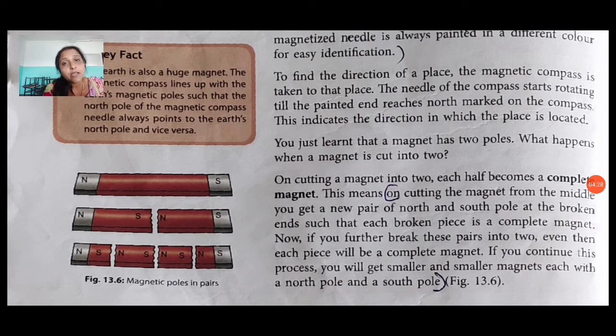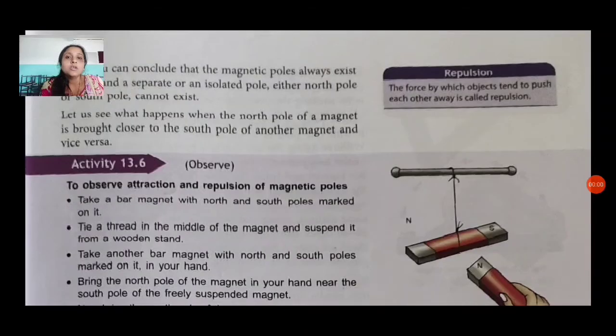So when we cut the magnet, it does not become a half magnet. It is always a complete magnet with two ends. Which two ends? N and S poles. So like this, you can conclude that magnetic poles always exist as separate or isolated poles. Either a north pole or a south pole alone cannot exist.